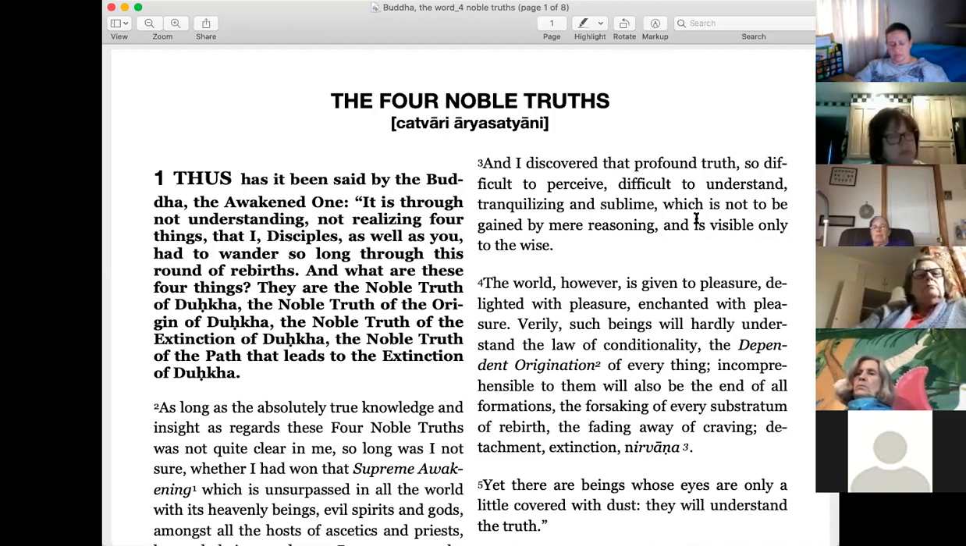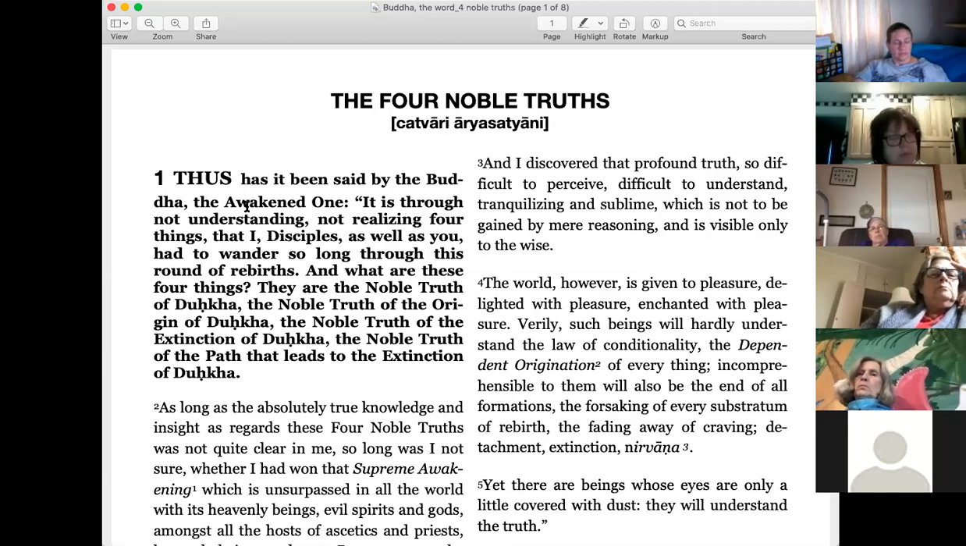All right, so the Four Noble Truths, in the brackets here is the Sanskrit for the Four Noble Truths. This part of the text comes from one of the early sutras that was written down in which the Buddha was teaching about the Four Noble Truths.